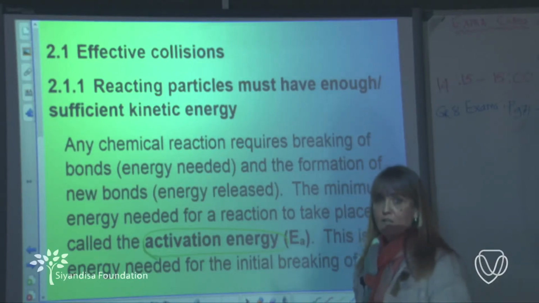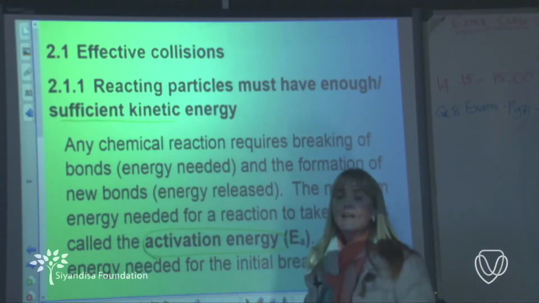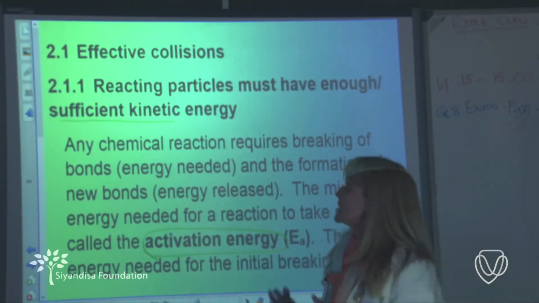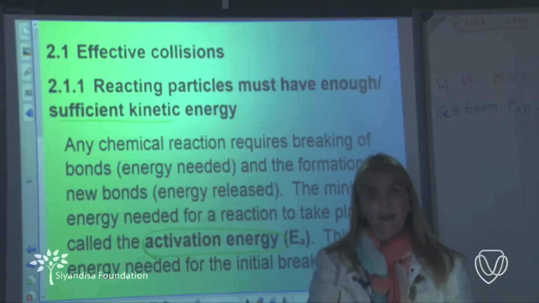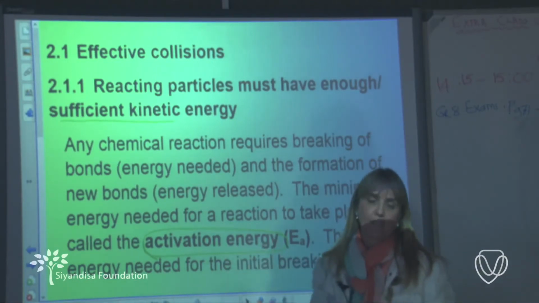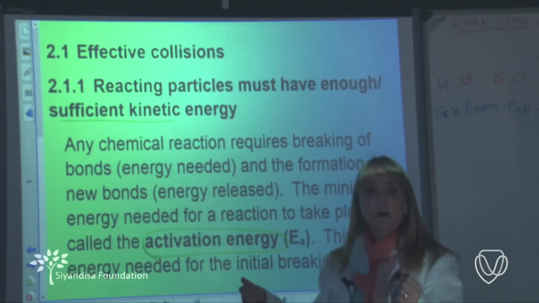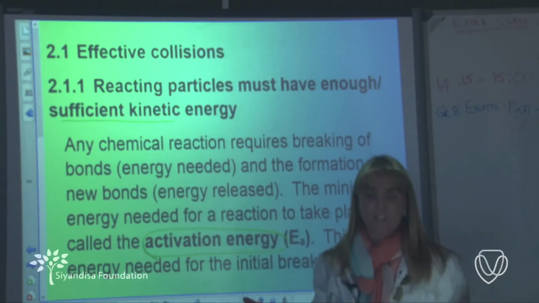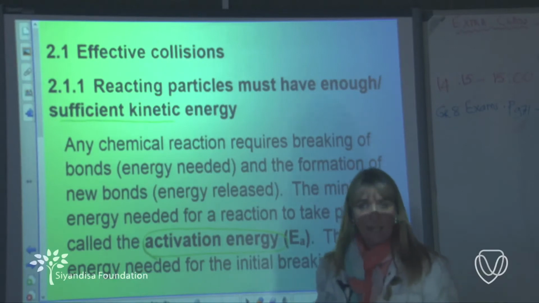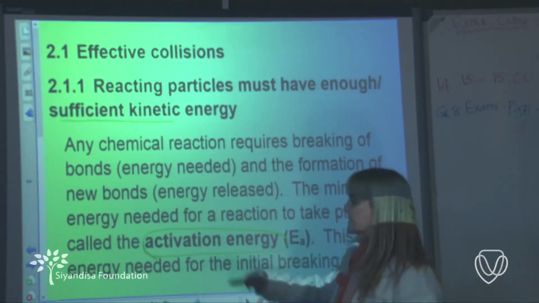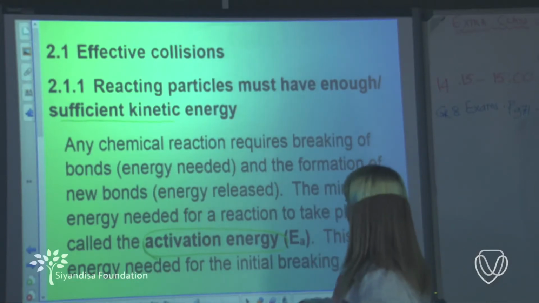So let's go back to that term that we've been talking about. What is sufficient kinetic energy? Sufficient kinetic energy means that the particles need to have energy that is either equal to or greater than the activation energy for that specific reaction. If their kinetic energy is less than activation energy, the two particles will collide and simply bounce off of each other and no reaction will occur. If, however, the kinetic energy of that collision is greater than activation energy, then there's a possibility that a chemical reaction will occur.